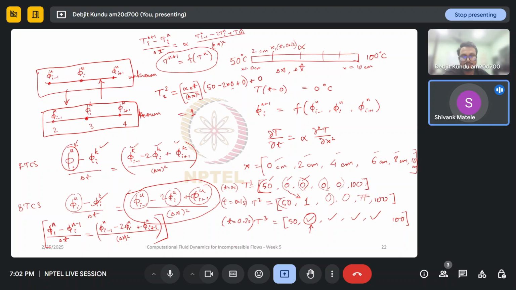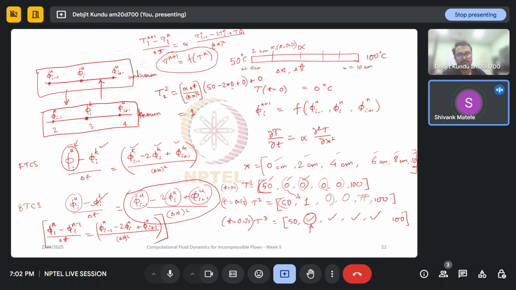Because we are already taking all the unknown means current values. Only phi i n minus 1 is taken from the previous time, that's the only known here. All the other ones are unknown. Okay, so that's why it is backward and that is forward.